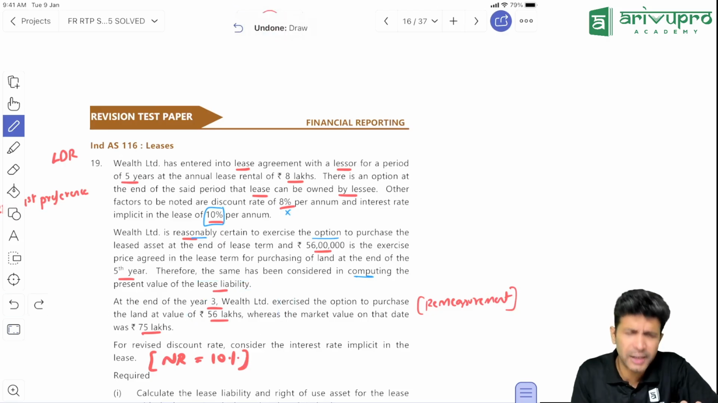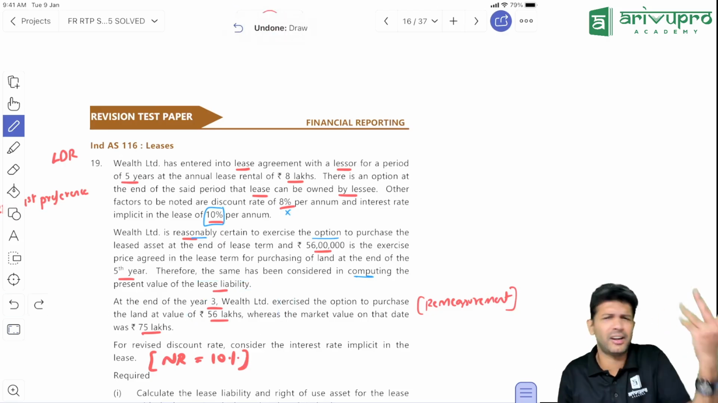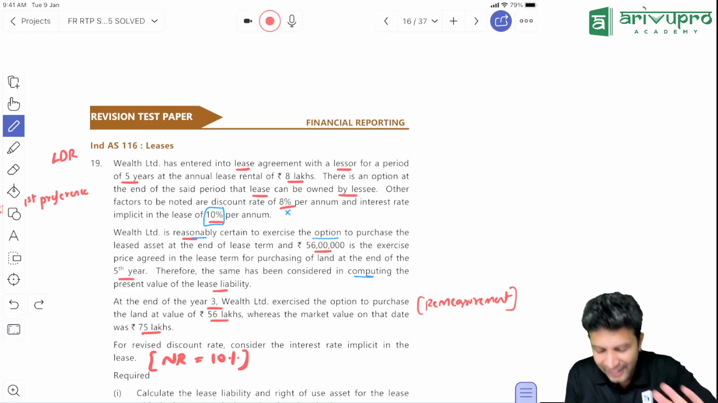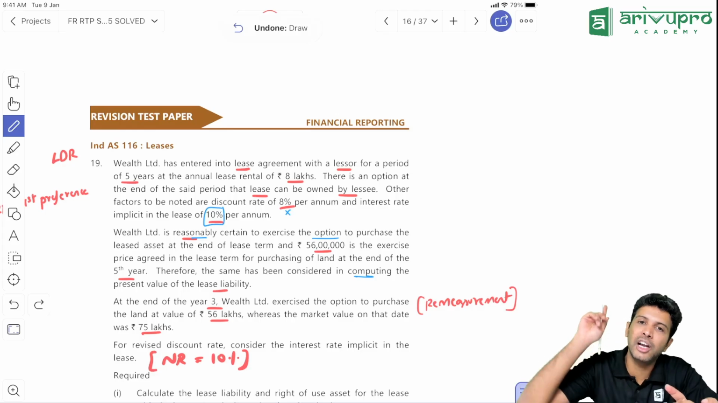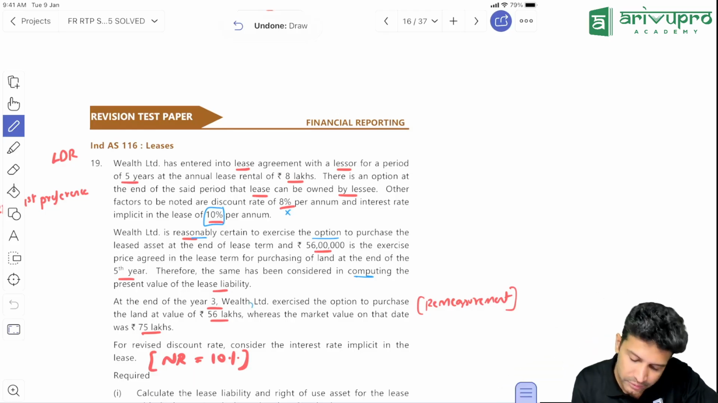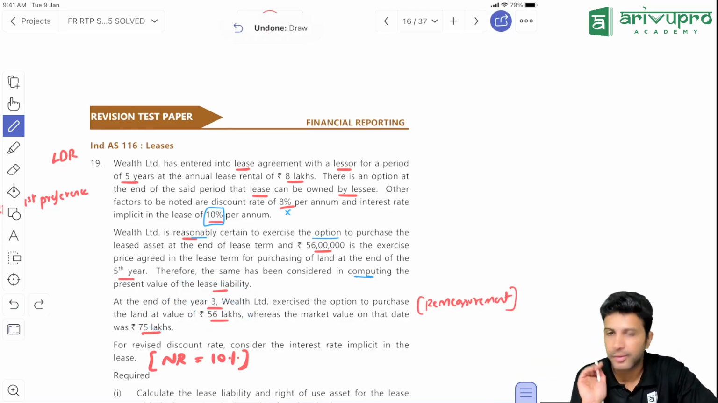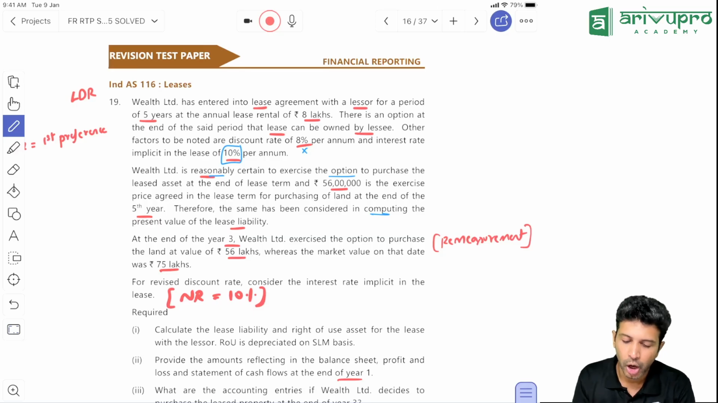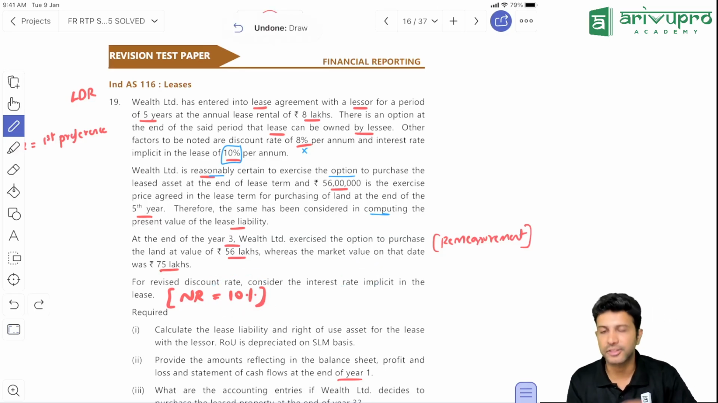Correct? So, sir, why will the lessor agree? Sir, they have said that the purchase has happened, which means the lessor and lessee have agreed to it, right? So we can't do anything about it. Ideally, this purchase should have happened at the end of the 5th year, but here at the end of the 3rd year only it has happened at 56 lakh. So that's what we'll have to do over here. There are some changes which have happened here. For the revised discount rate, consider IRR itself. The new rate, they're saying, is 10% only.